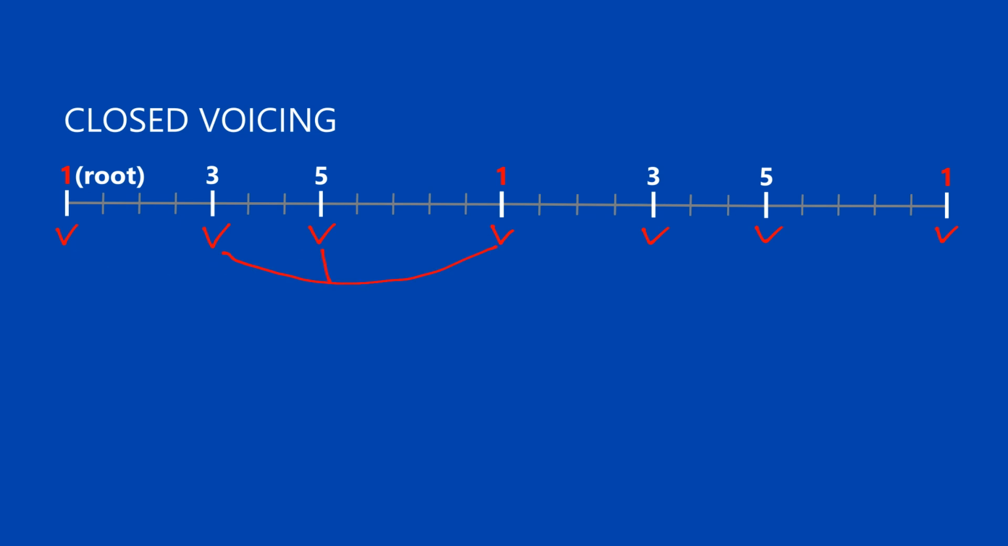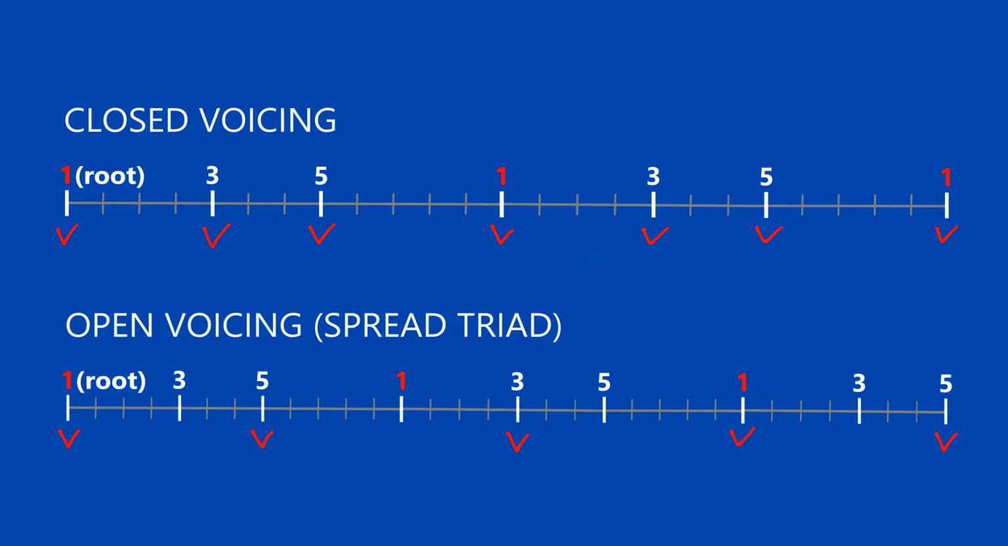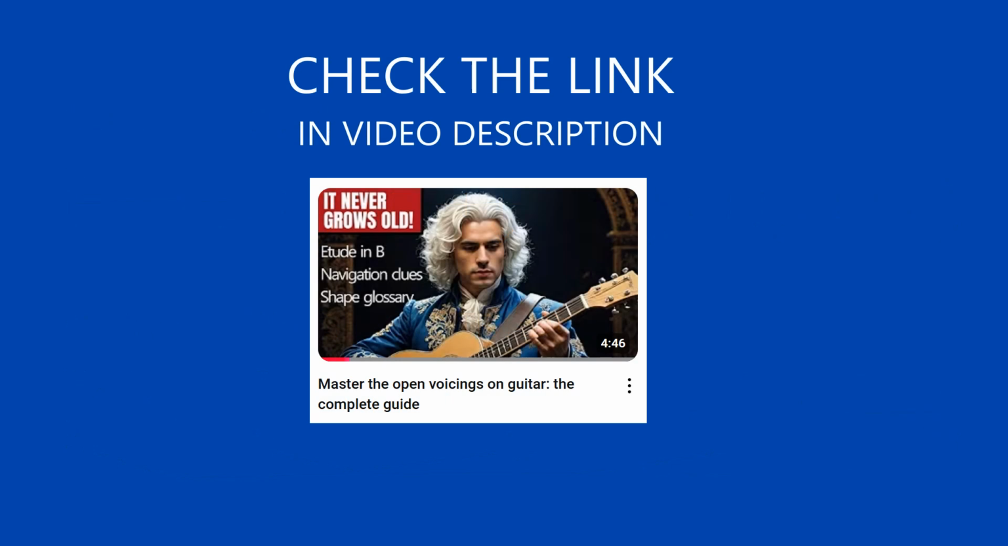So far, we've discussed the closed voicing of the triad, which includes the closest possible notes. Honestly, this is a much more important topic to focus on when beginning your studies compared to spread triads or open voicings that skip every other note of the triad. But if you're interested, I have another video covering this topic. Please check the link in the description.